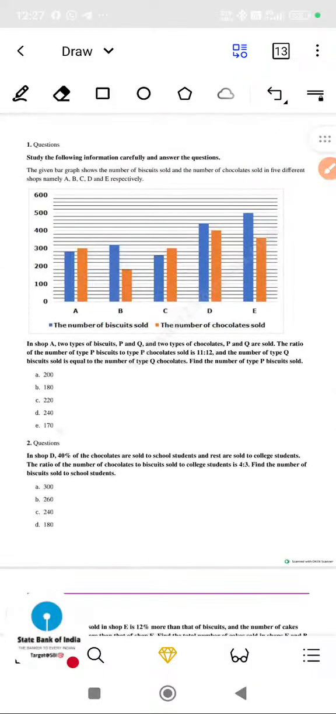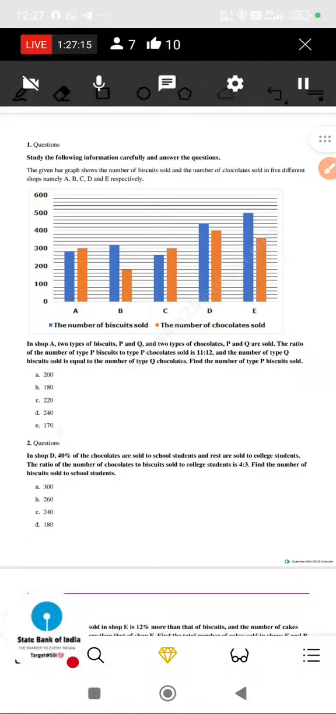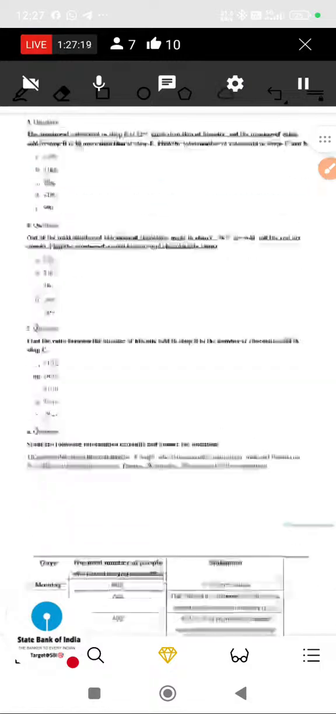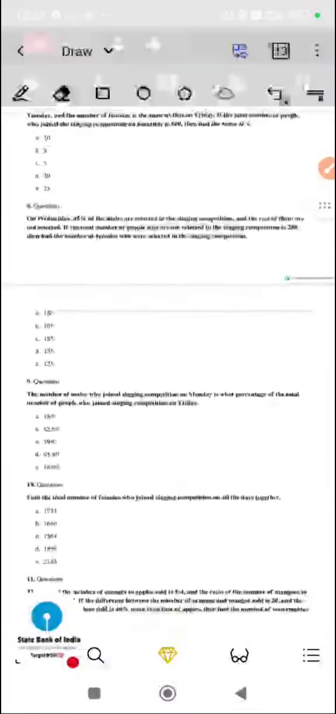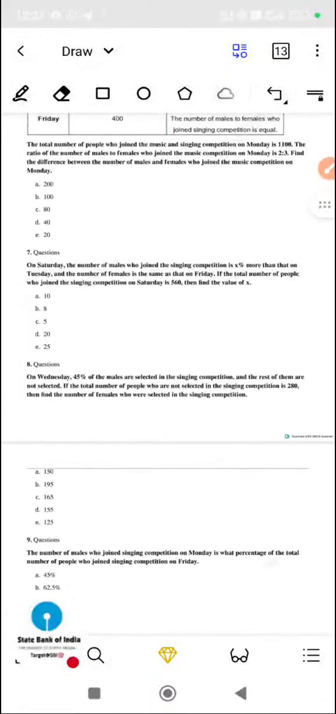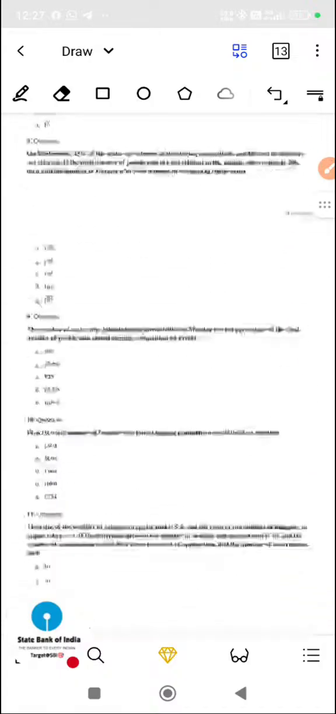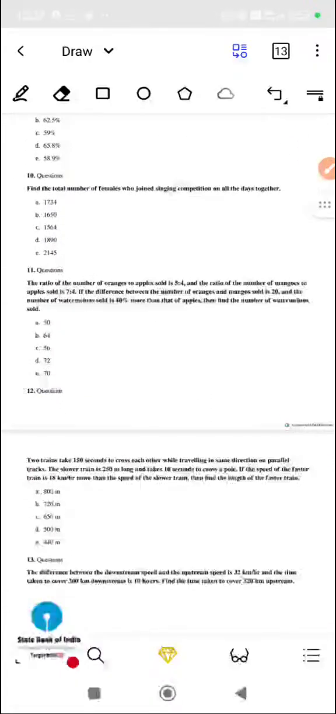Explaining data interpretation here in this portrait mode is very difficult. We will be back in the afternoon with this session of quant data interpretation, two data interpretation sets and arithmetic questions. Else we complete the arithmetic now. Let us see the arithmetic questions which are from 11.